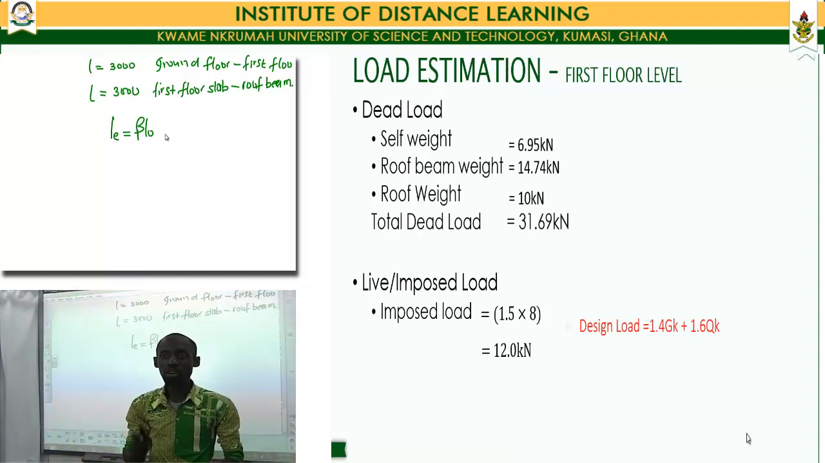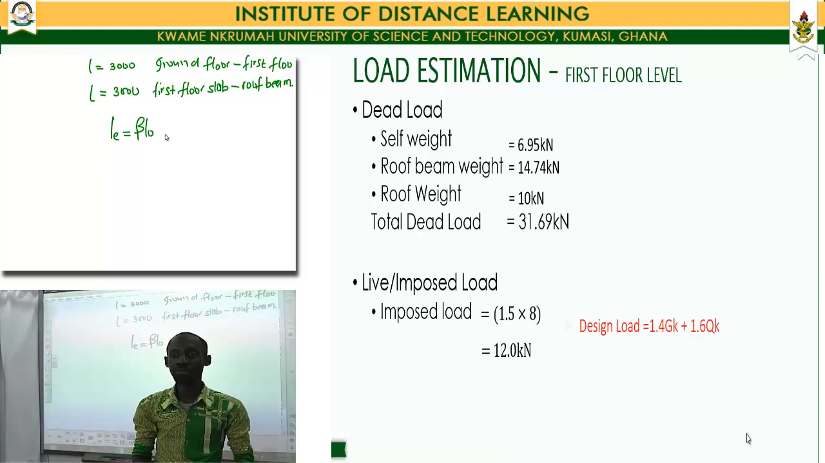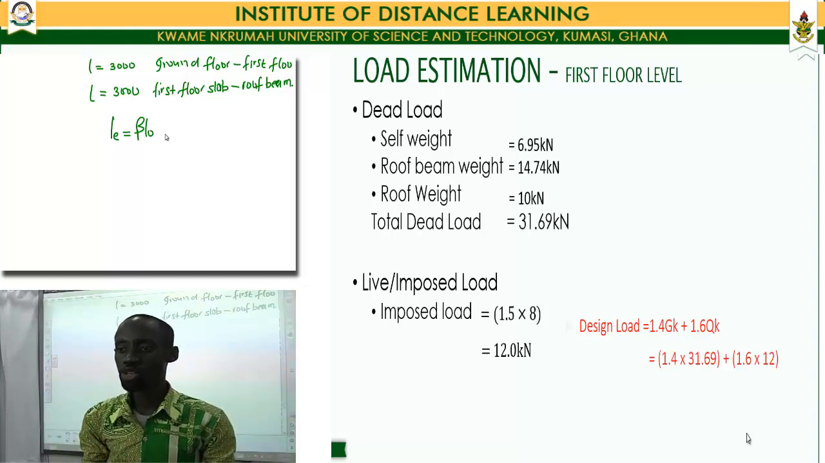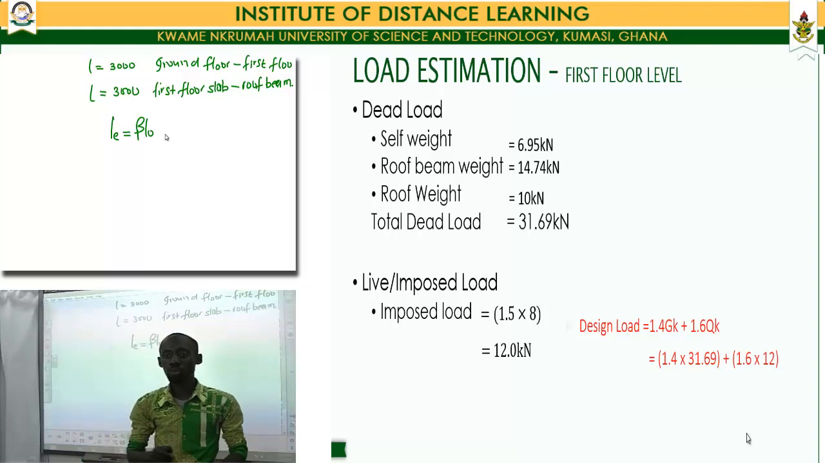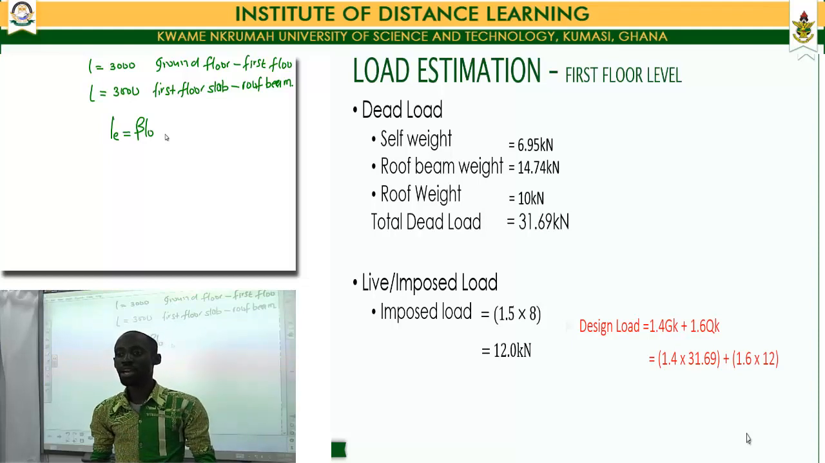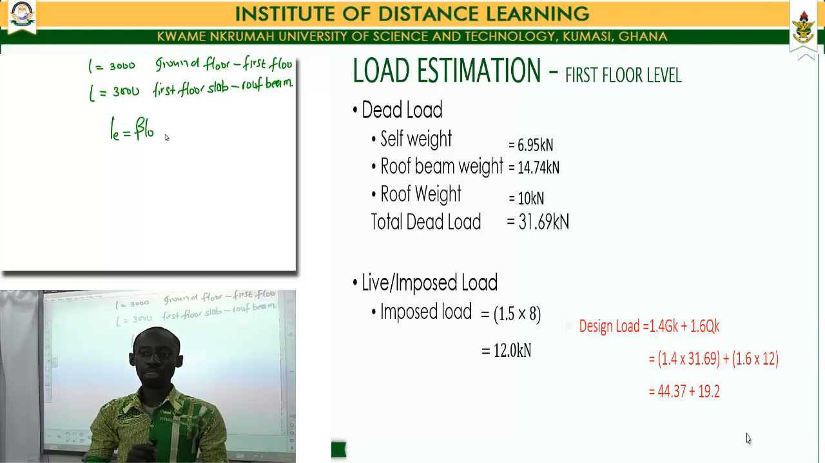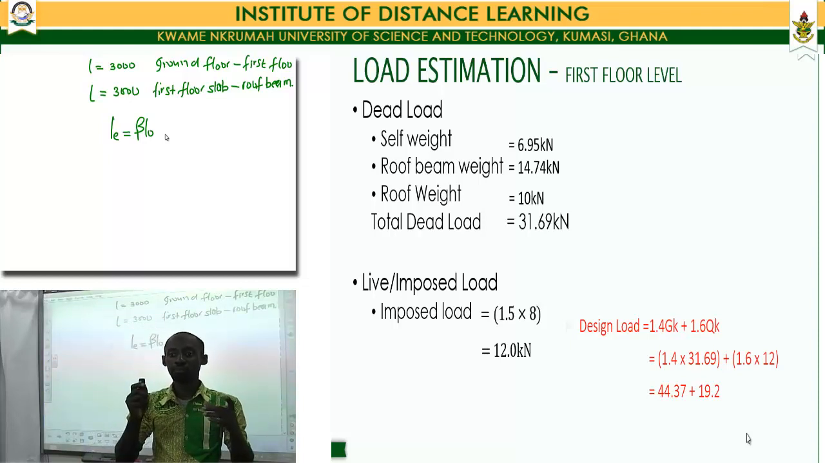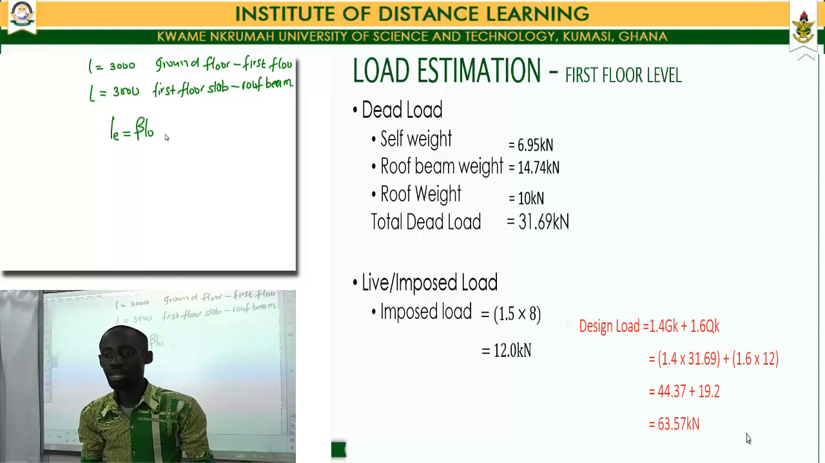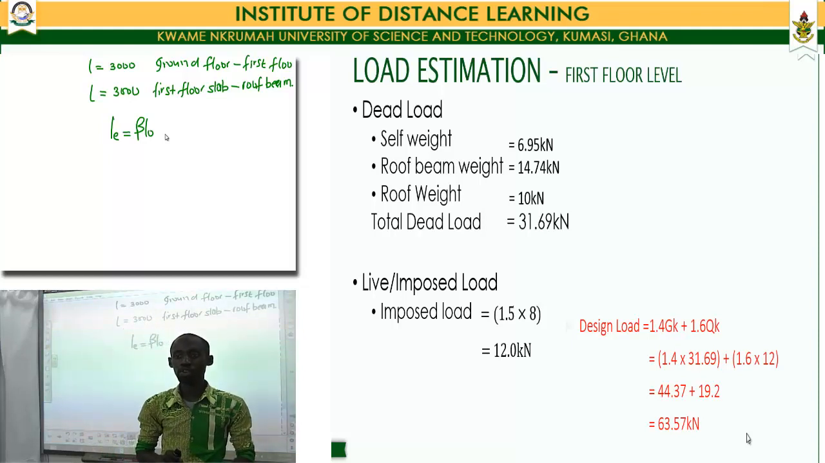Having arrived at our total dead load and our imposed load, we can now move ahead and determine our design load for our first floor level. Bear in mind, this is the design load for only our first floor level. So our design load is equal to 1.4 Gk plus 1.6 Qk. That translates into 1.4 multiplied by 31.69, which is our dead load, and 1.6 multiplied by 12, which is our live load. This gives us 44.37 for our design dead load, and 19.2 for our design live load. Adding everything together gives us a design load of 63.57 kilonewtons.